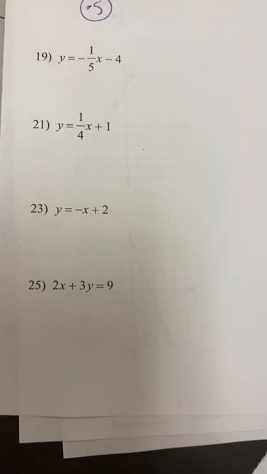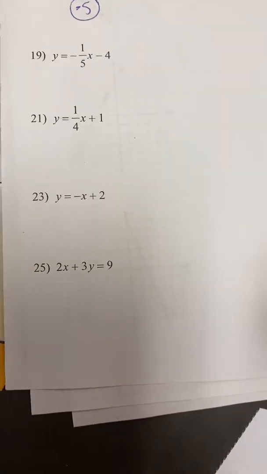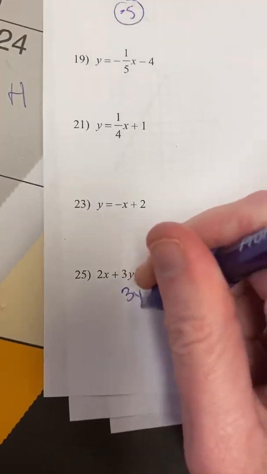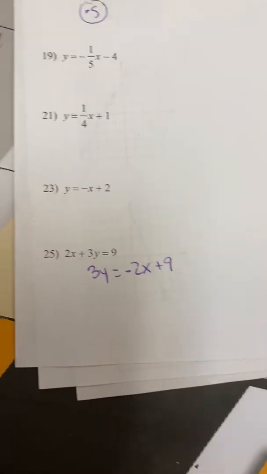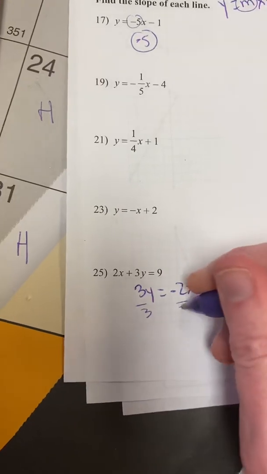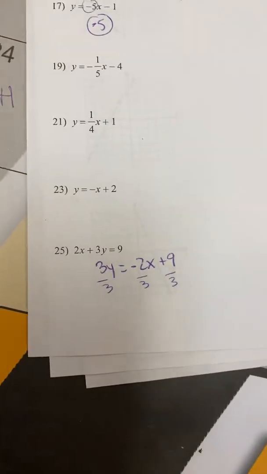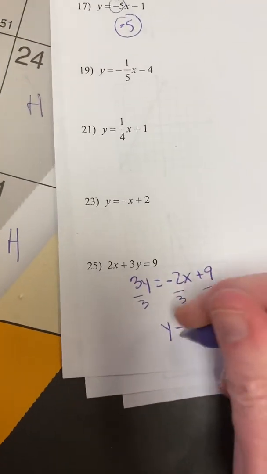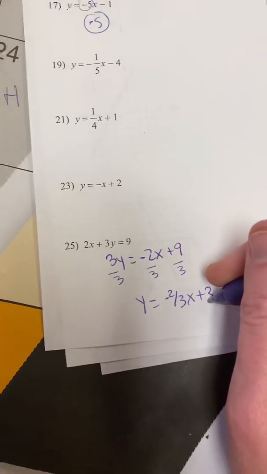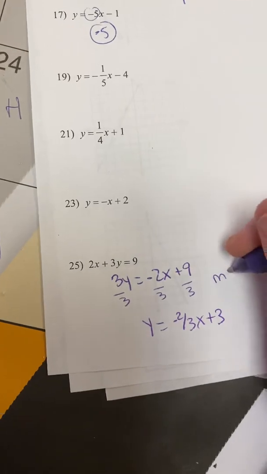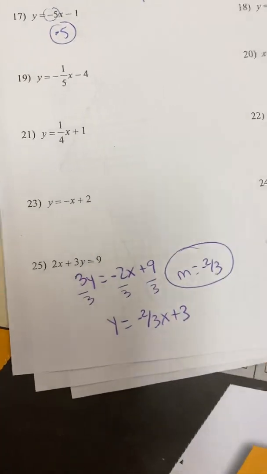Number 25, if we need to solve for y, we're going to subtract 2x. So we're going to have 3y equals -2x plus 9. Then we're going to divide every term by 3. So now we have y equals -2/3 x plus 3. So our slope is -2/3.